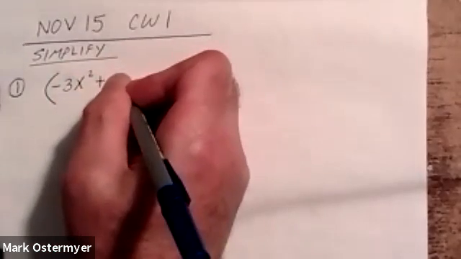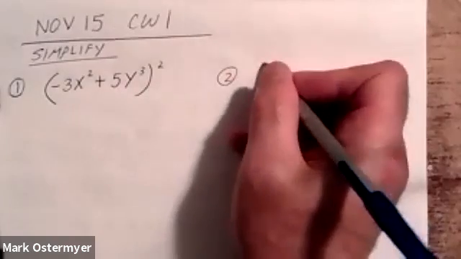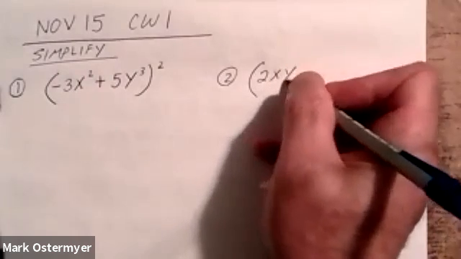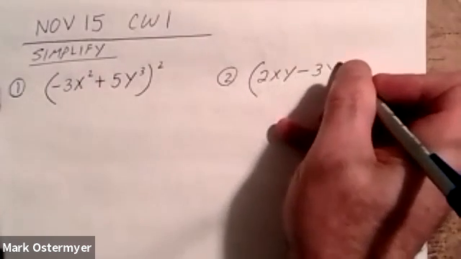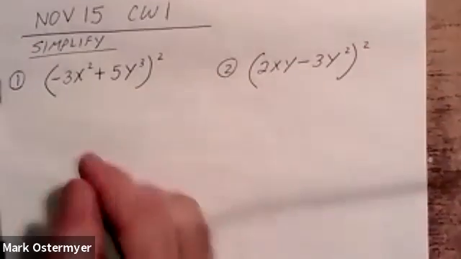All right, we'll call this classwork number 1, ladies and gentlemen. I want you to try to simplify all these problems here. Hopefully you can make use of the 2 patterns that I showed you. Problem number one, I want you to take negative 3x squared plus 5y cubed, and I want you to try to square that. Number two, I want you to take 2xy minus 3y squared. Try to square that using a pattern.